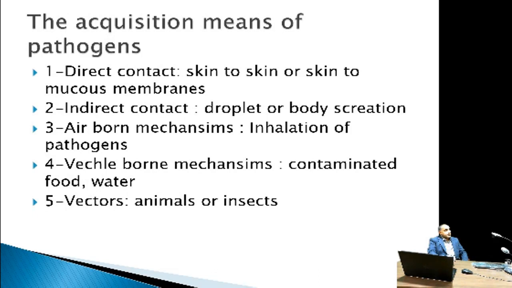The acquisition means of pathogen. Direct contact, skin to skin or skin to mucous membrane. Indirect contact, through droplets or body secretion. Airborne mechanism, inhalation of pathogen, or through vehicle-borne mechanism, contaminated food or contaminated water. Vectors like animals or insects.